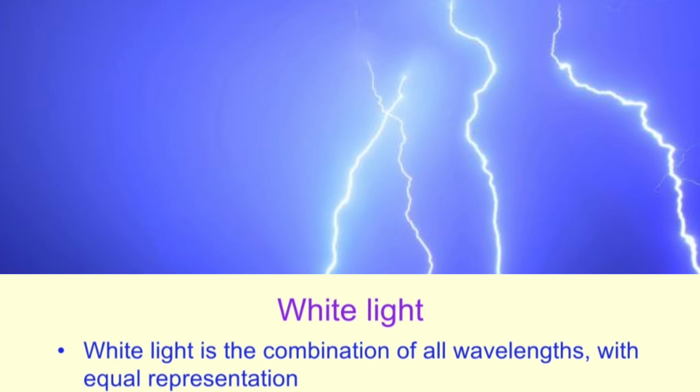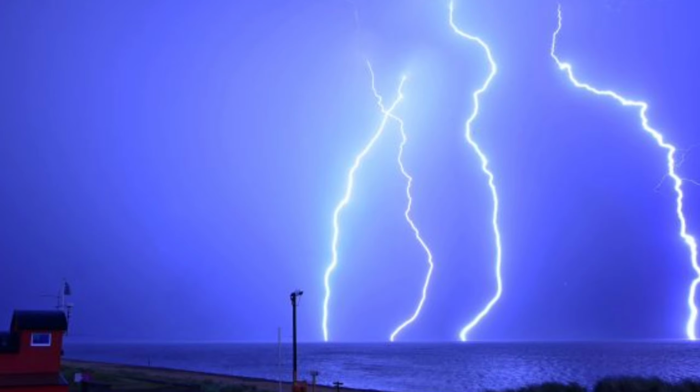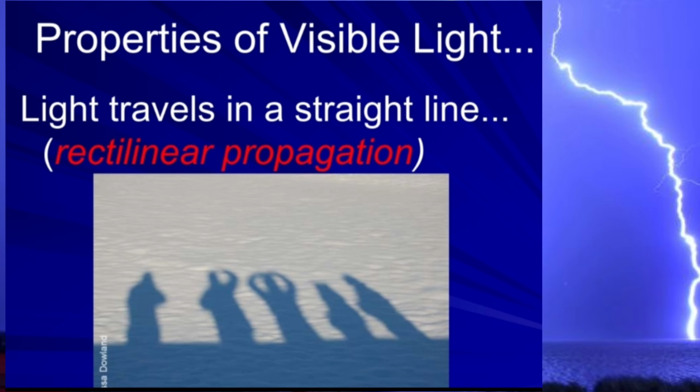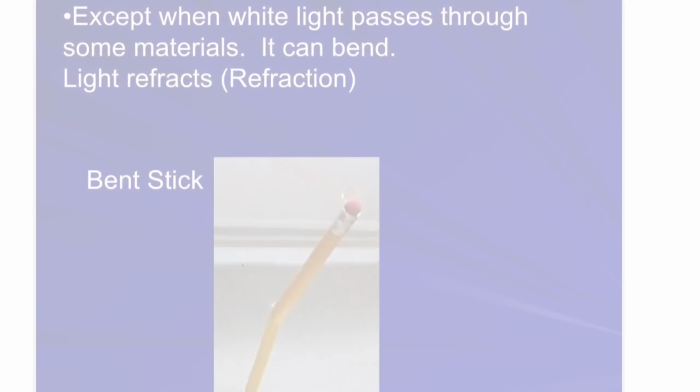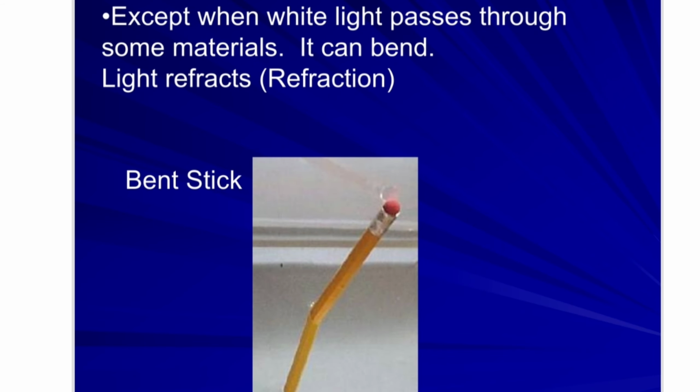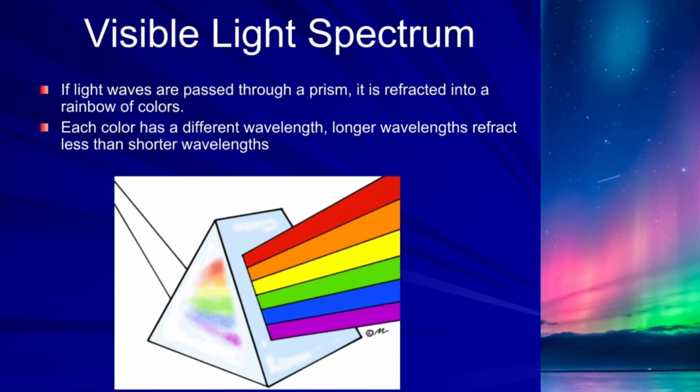White light is a combination of all wavelengths with equal representation. Light travels in a straight line, or rectilinear propagation. Refraction is the bending or changing direction of a wave as it passes from one material to another. White light or sunlight is made up of waves having different wavelengths and frequencies. When light passes through some materials, it can bend. Light refracts. So let's proceed now to the colors of light.